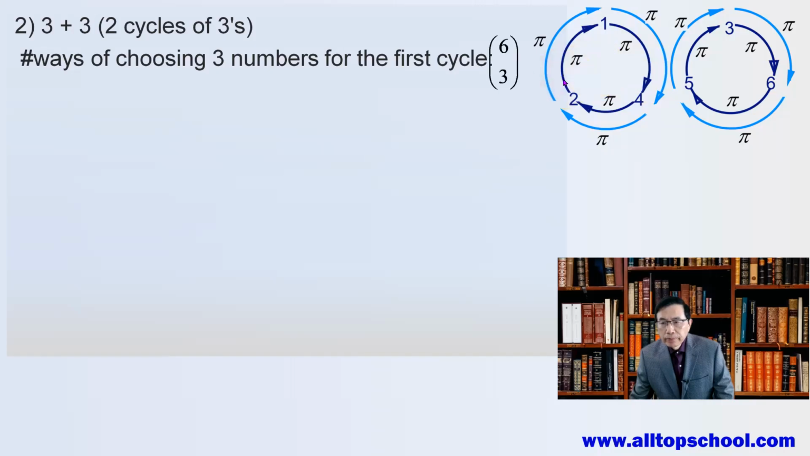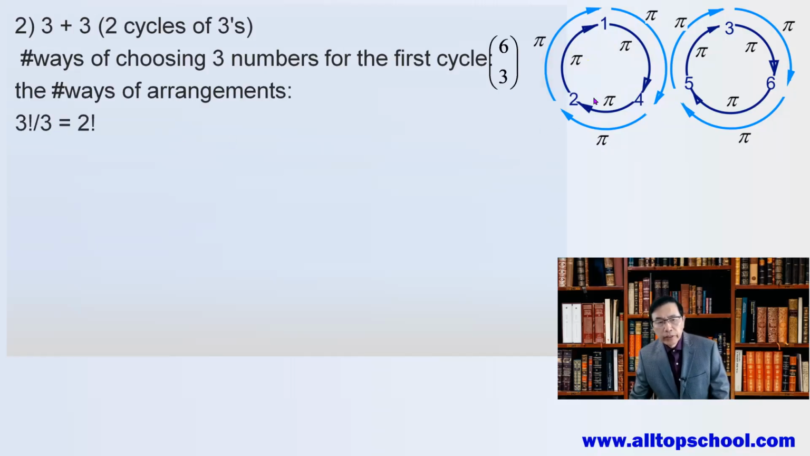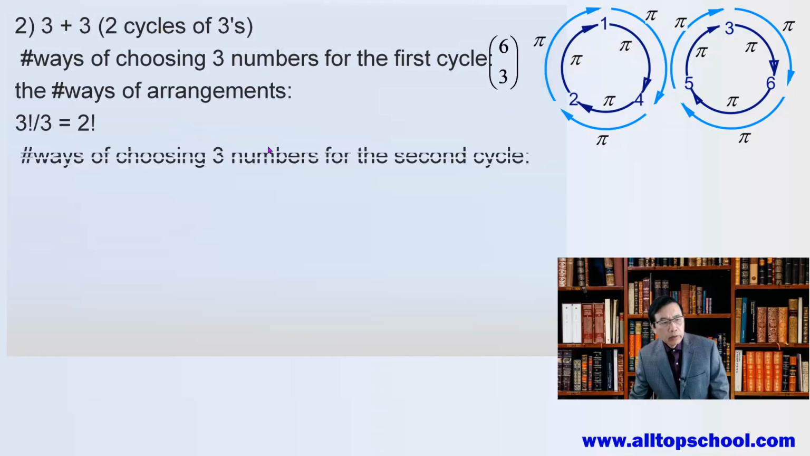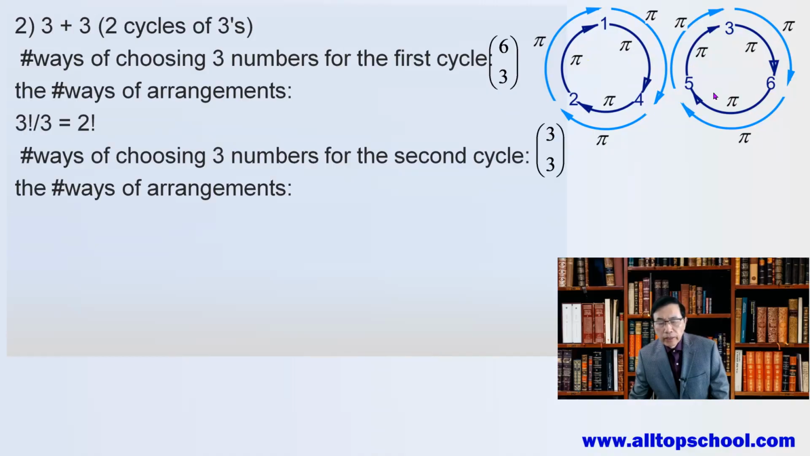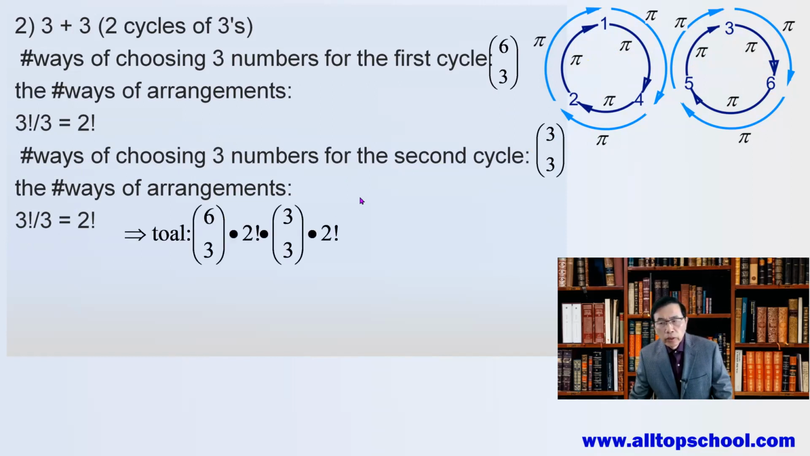Well, for 2 cycles of 3, the number of ways of choosing 3 numbers for the first cycle will be 6 choose 3. To arrange them, it will be a circular arrangement: 3 factorial over 3, that will be 2 factorial. The number of ways of choosing the 3 numbers for the second cycle will be 3 choose 3, that's 1. The number of arrangements for these 3 elements will also be 3 factorial divided by 3, which is 2 factorial. So the total number of possibilities will be 6 choose 3 times 2 factorial, times 3 choose 3 times 2 factorial.